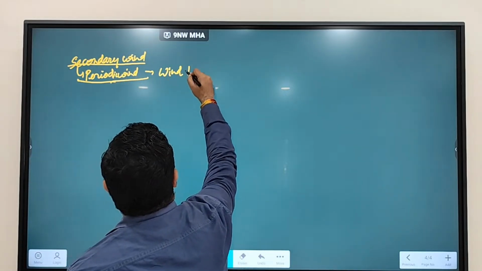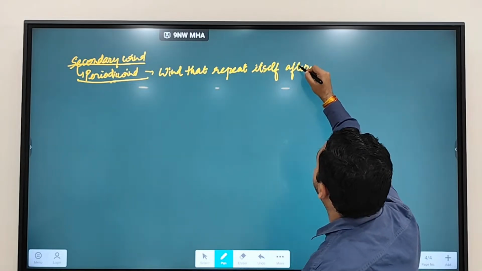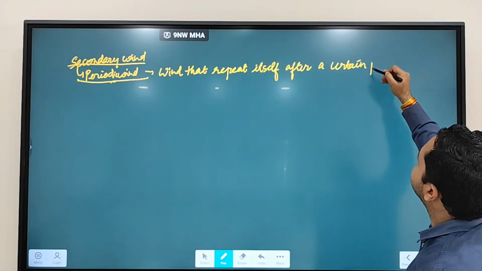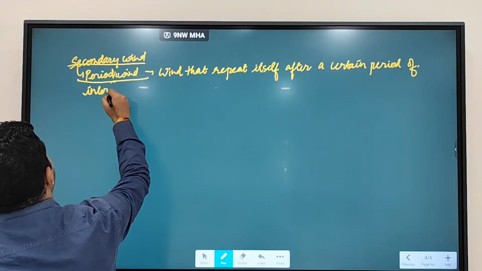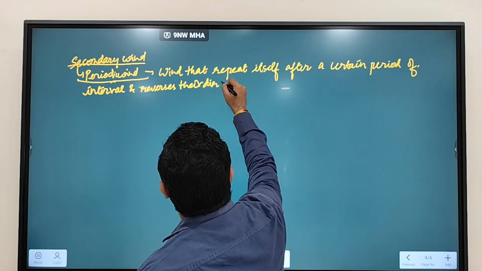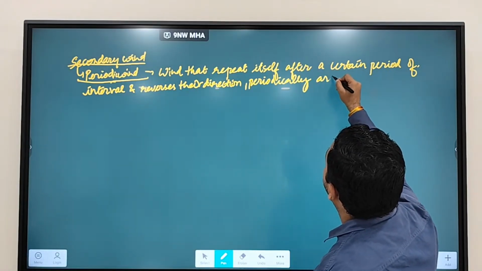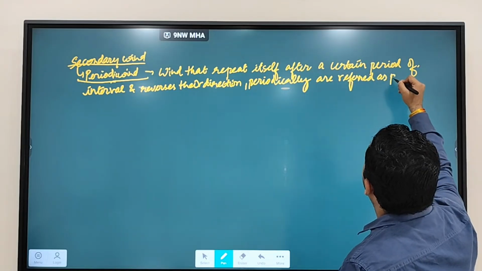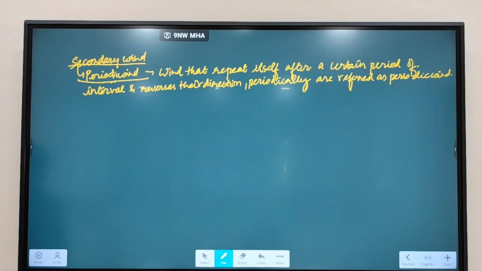Wind that repeats itself after a certain period of interval and reverses its direction periodically is referred to as periodic wind. So wind that repeats itself after a certain period of interval and reverses its direction is referred to as what? Is referred to as a periodic wind.